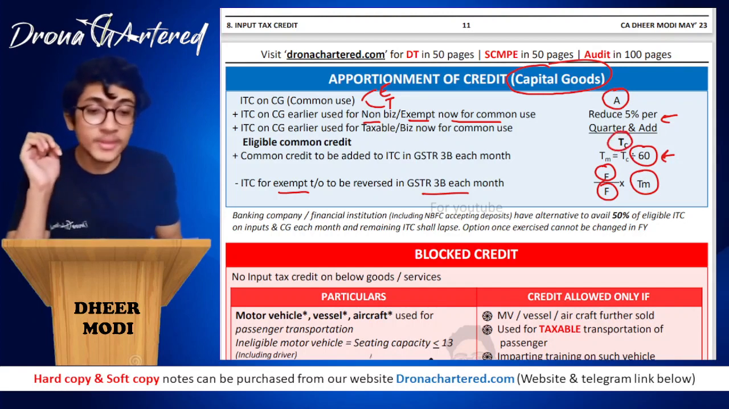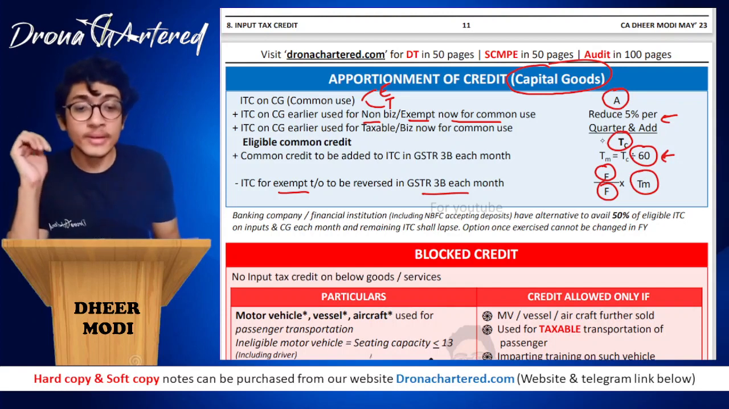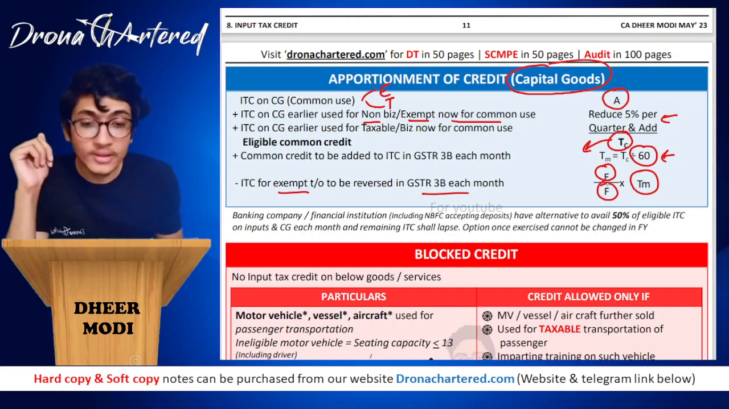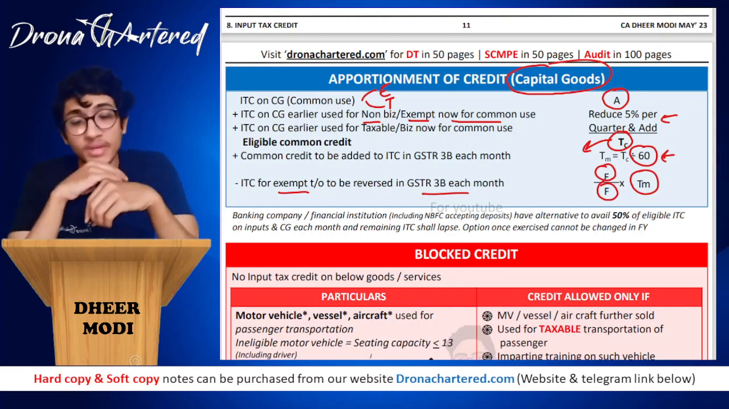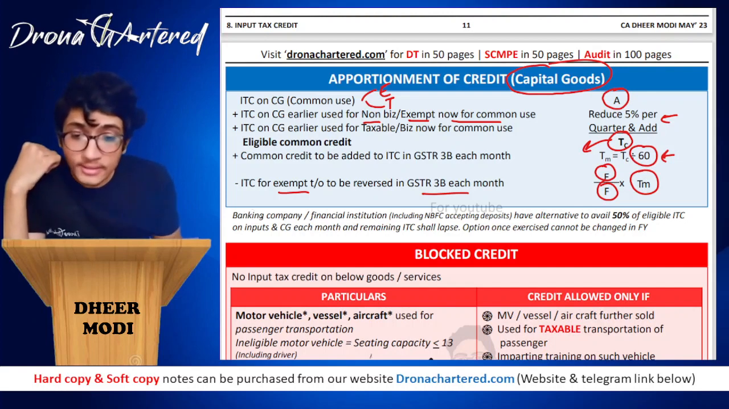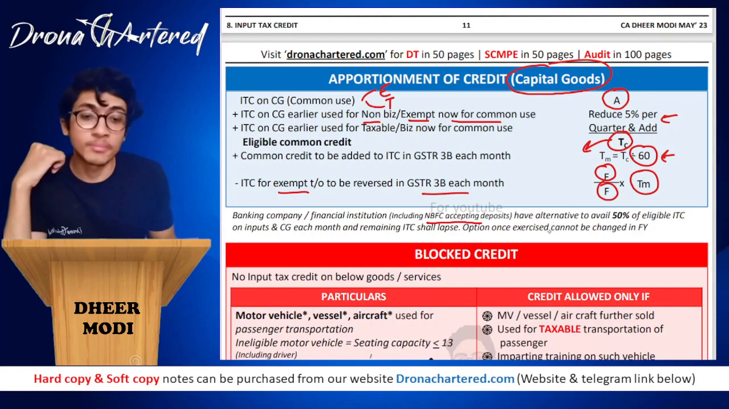First we did what is our mixed rate, this is our khichdi, then we divided by 60, that how much am I eligible per month, and then you subtracted whatever is my exempt turnover ratio. Clear?